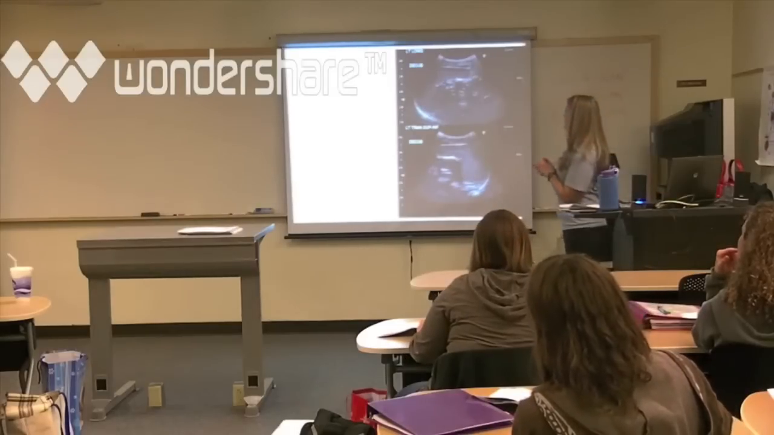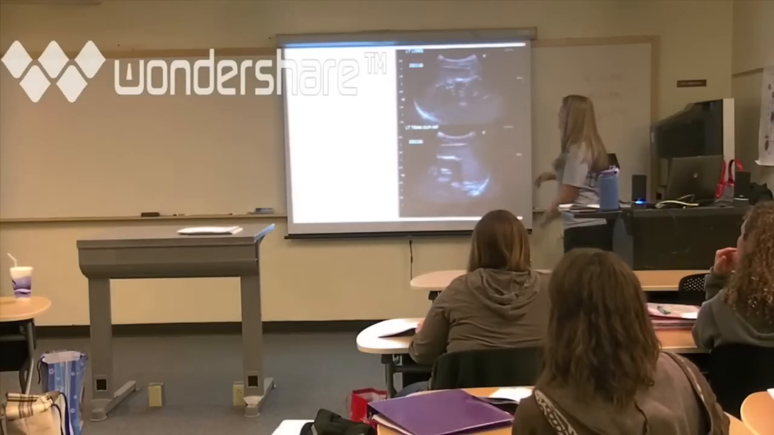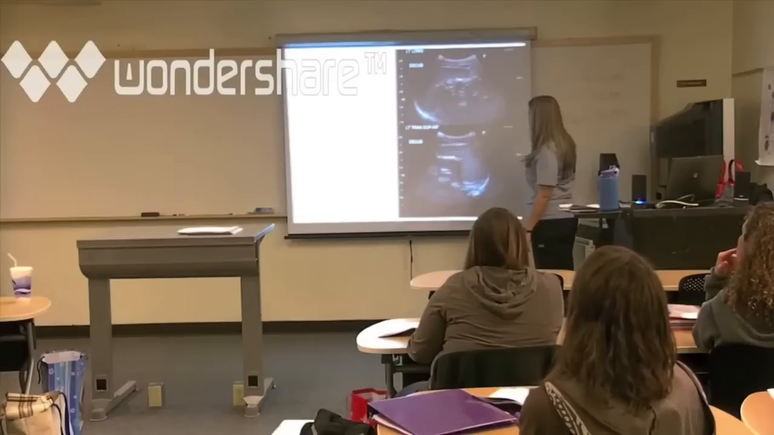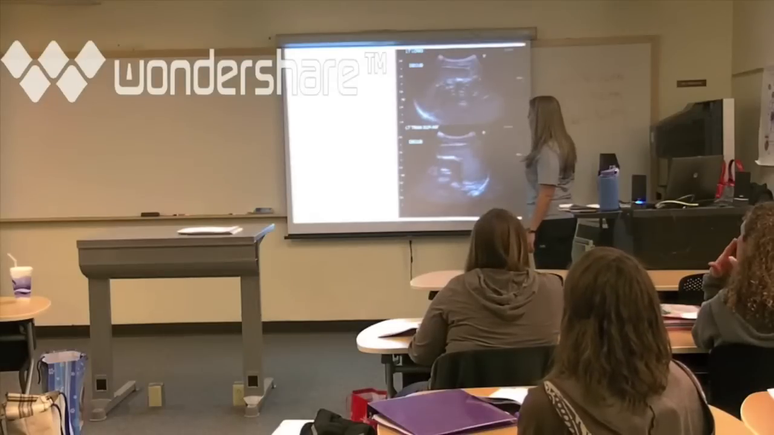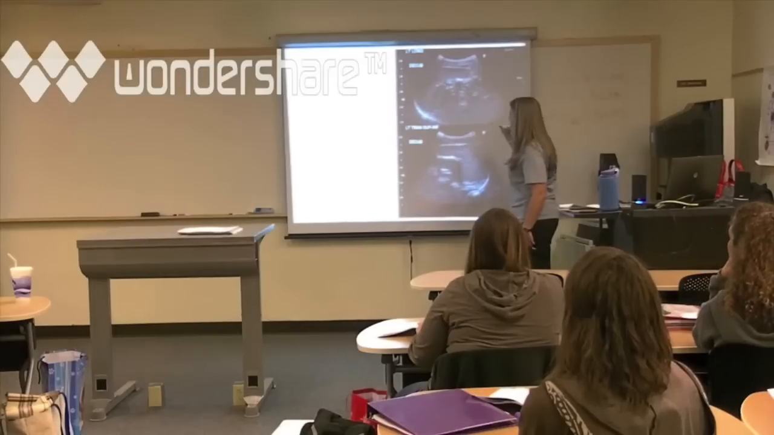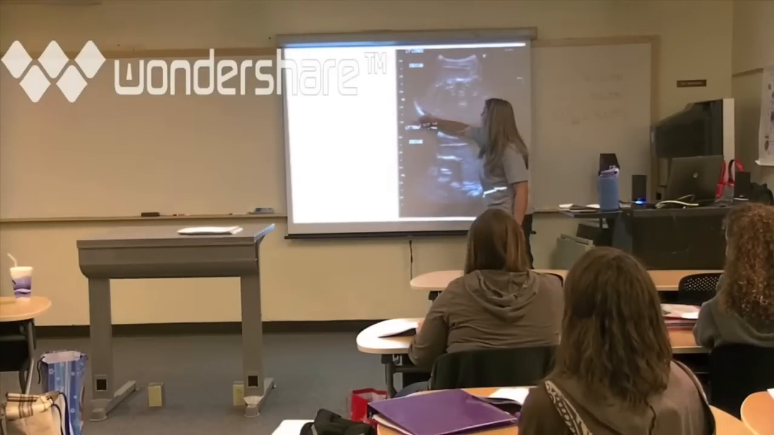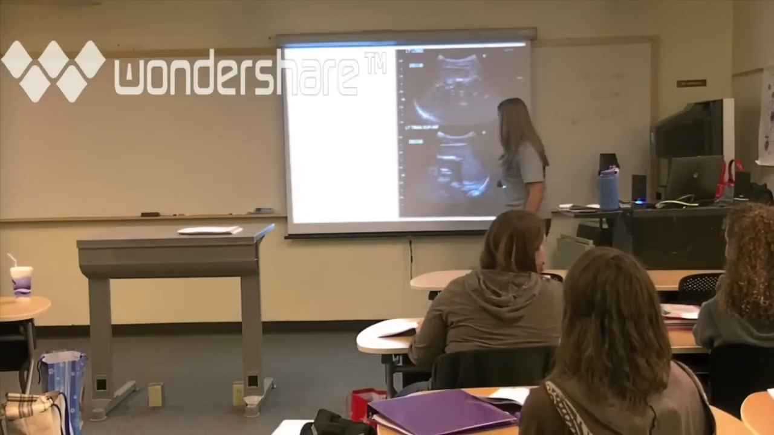Here are our pictures of our normal spleen. I don't know if you guys can see this, but these are actually images that were taken from Children's. This was probably a child that was quite a bit older. And how you would take your measurement of your spleen, you would come from the farthest portion here and go all the way up to this border here to get the longest measurement.